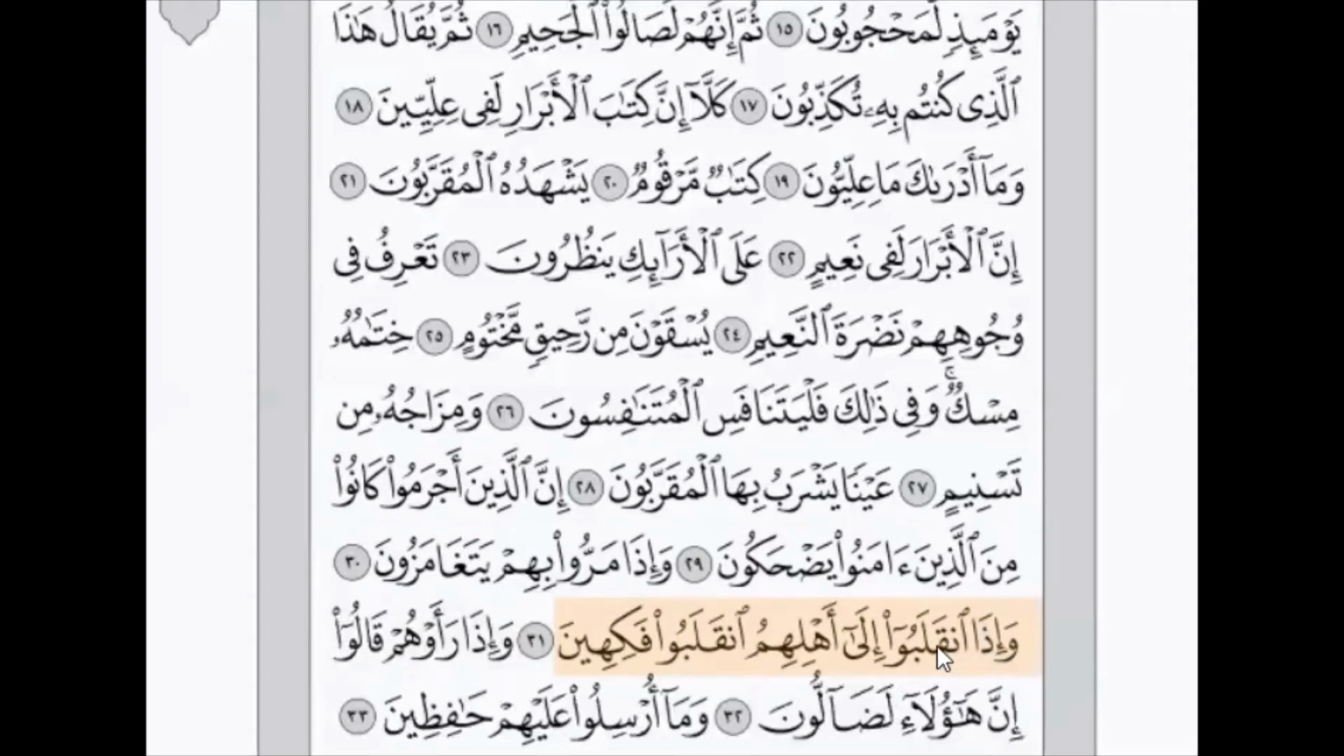But because it's followed by a qaf, the ghunna that we use here in the hiding of the noon into the qaf, the ghunna itself will be heavy when we pronounce it. So it would be وَإِذًا انقلبوا. The qaf has a fatha, it is heavy on the second scale.